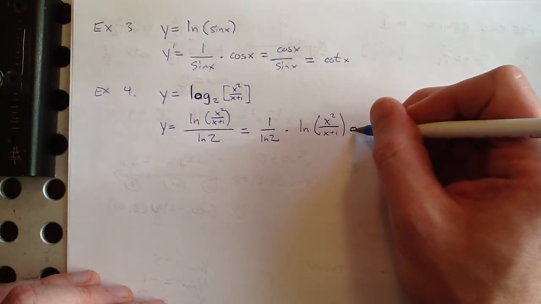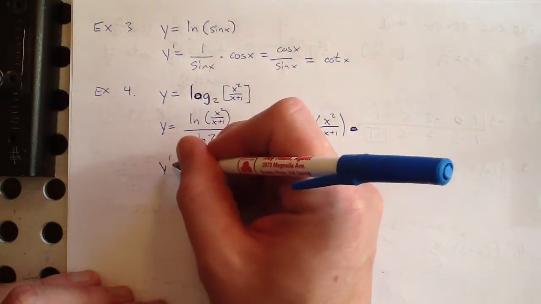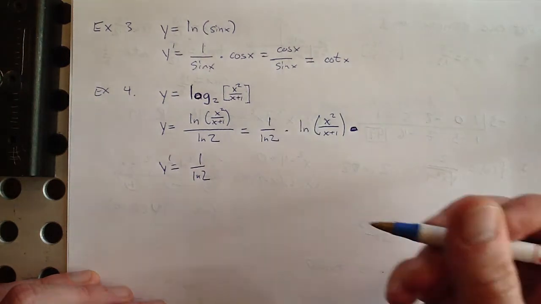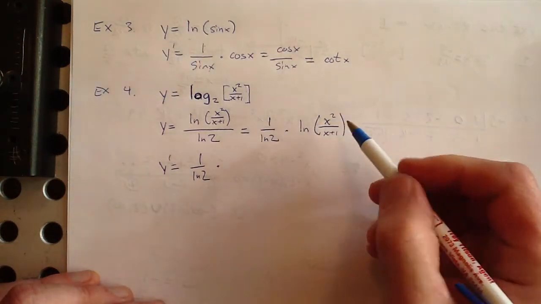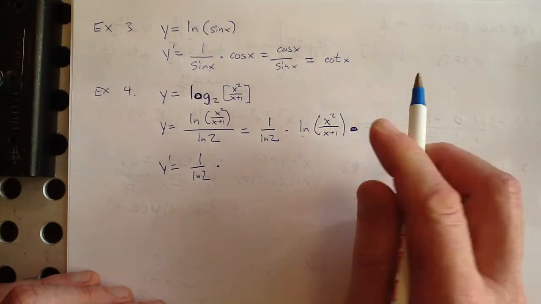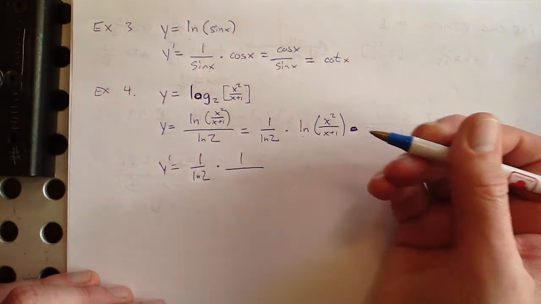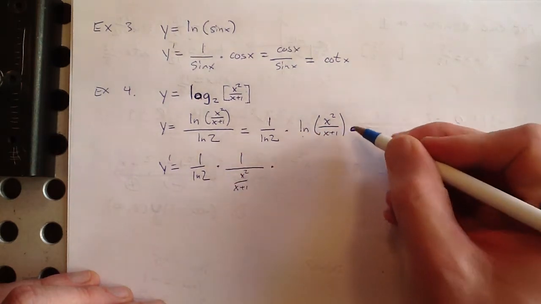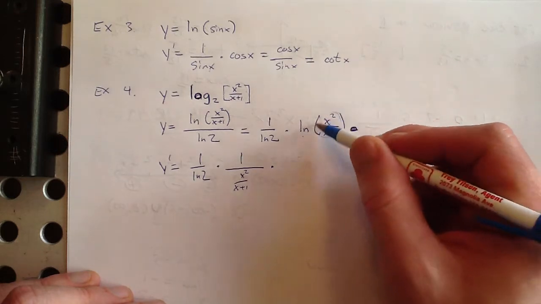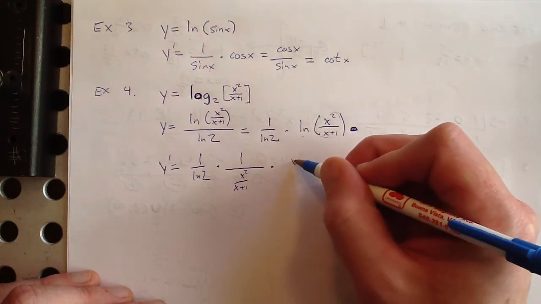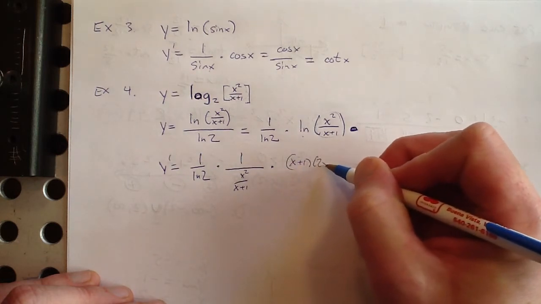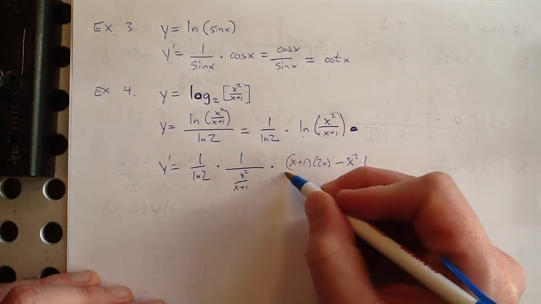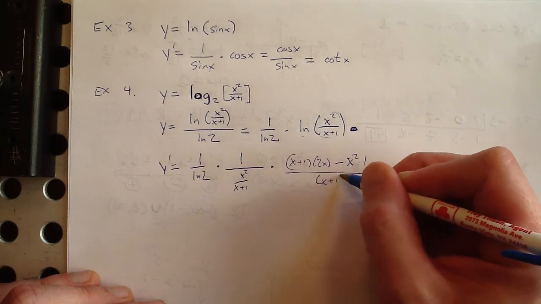And that's as far as we want to go with our y. And then the derivative would be, that's just a number, that's a constant, whatever 1 over natural log 2 is, times the derivative of natural log whatever, which is 1 over whatever, times the derivative of what's inside. And then the derivative of what's inside, we'll have to use the quotient rule. So that's low d high minus high d low all over low low.